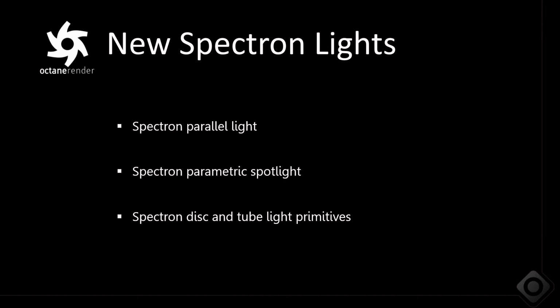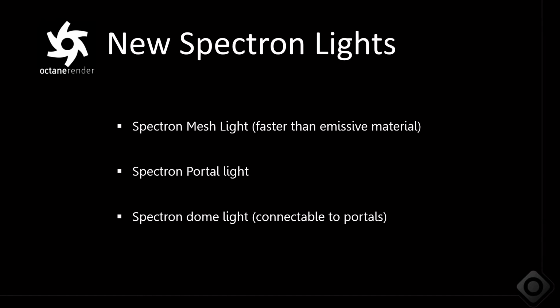Those will render much faster than the equivalent mesh light, or the emitter on a mesh. We are adding something for mesh lighting, though, which will be a pure mesh light. If you just plug a mesh into this light, it'll render faster than having that mesh with an emissive material. So that's a new Spectron node. And we're adding a brand new portal light. They're portal materials, but this will be a portal light.